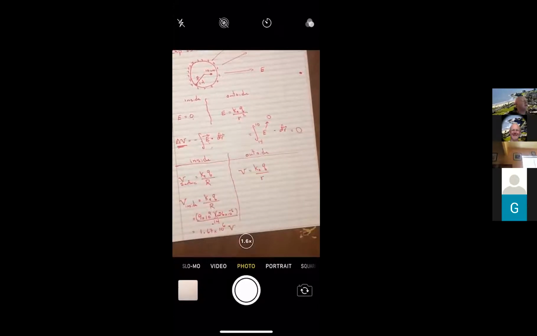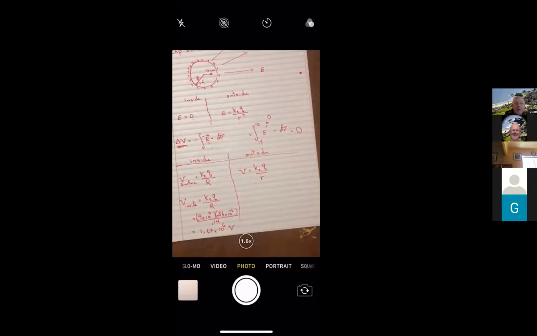And maybe I'll switch over here to the solutions. Let's see, let me call up the solutions for chapter 25. Scroll down to 39. Yeah, there it is, 1.67 million electron volts. Yay!